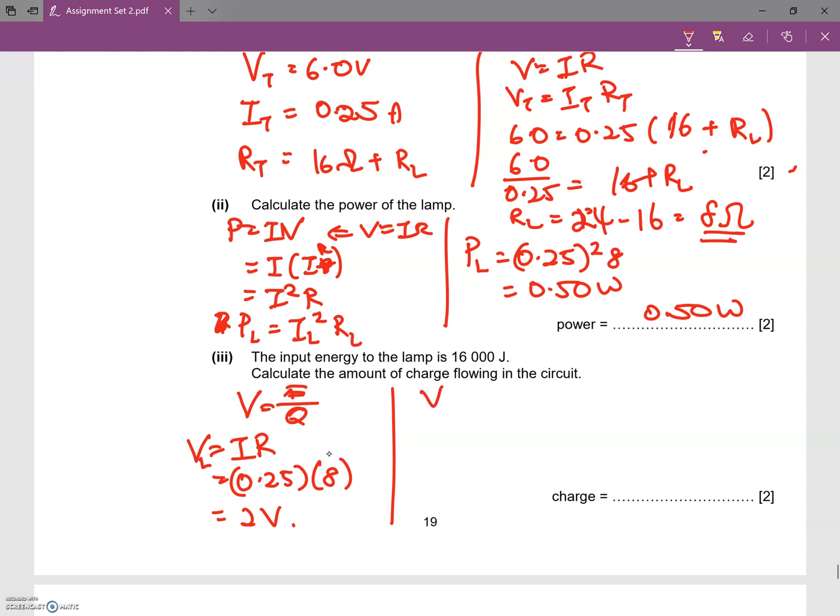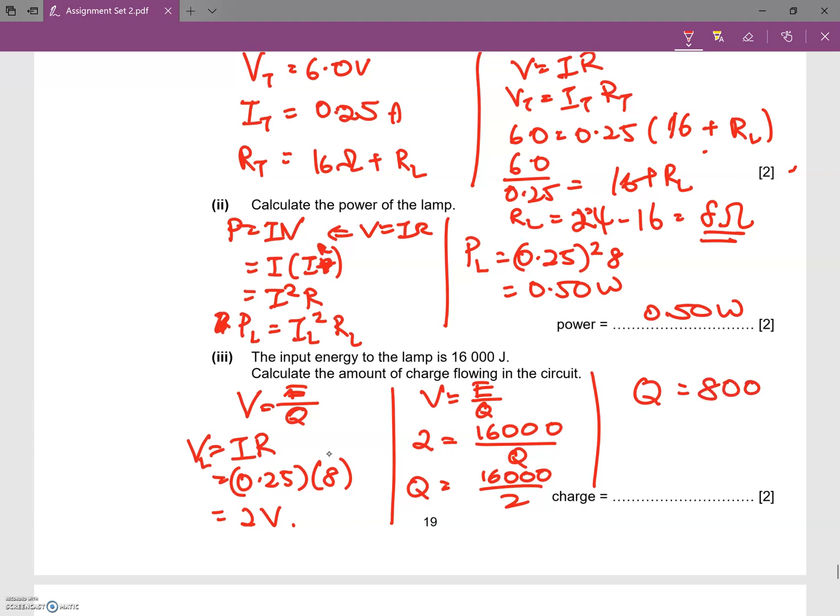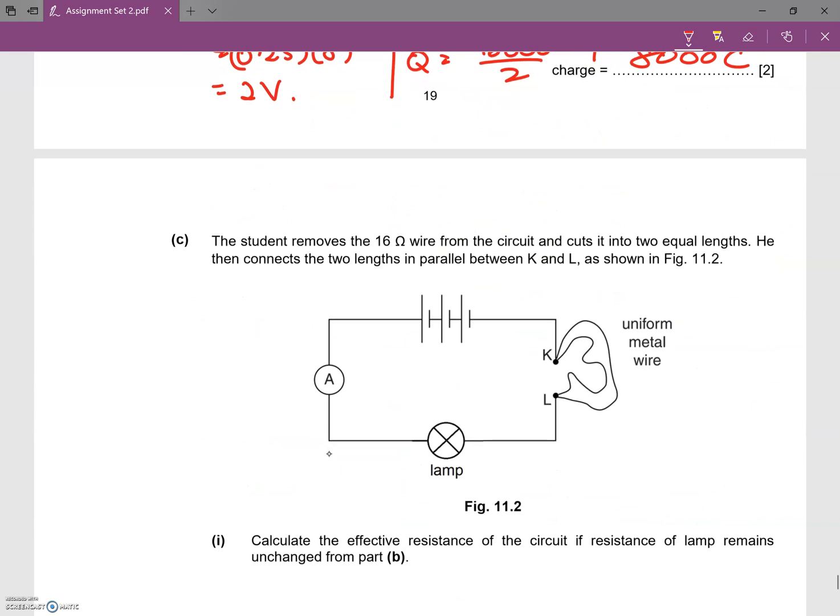So using the formula V equals to E over Q, I know V is actually 2. I know E is 16,000. I'm trying to find Q over here. So Q equals to 16,000 divided by 2. So Q is actually equals to 8,000 coulomb. Next one, part C.